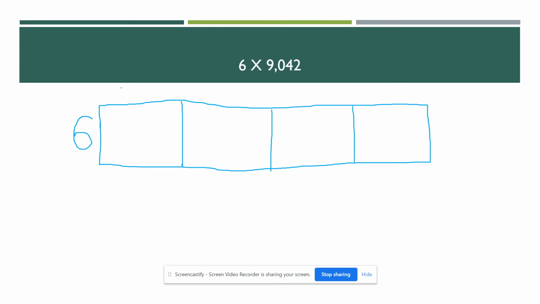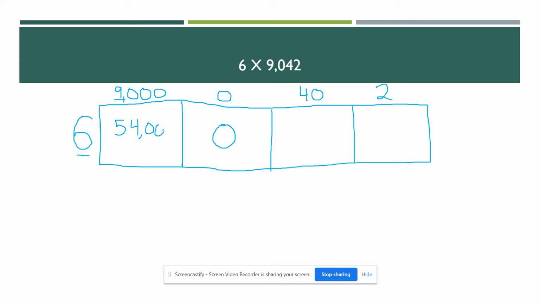The value of the 9 is 9,000. The value in the hundreds place is 0, so I don't need to worry about anything there because 0 times 6 is 0. The value in the tens is 40, and the value in the ones is 2. So I start by doing 9 times 6, which is 54, and then I tack on those 3 zeros.